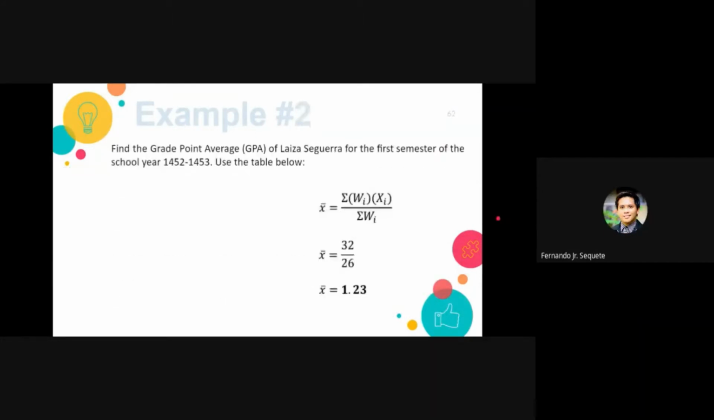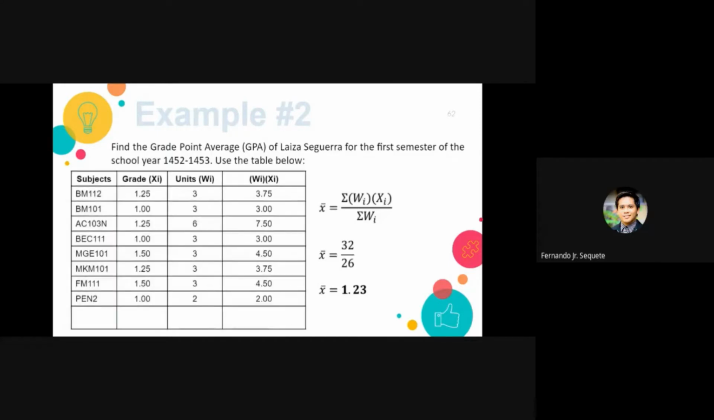Next. Let's have example number 2. Perhaps we'll be using the second formula. Find the grade point average. So this is how you compute the GPA of Liza Sigera for the first semester of the school year. Use the table below. Okay, these are the grades of Liza Sigera. She has BM112, BM101, EC103, and so on. This is her grade for this semester, and then the equivalent units of each subject.